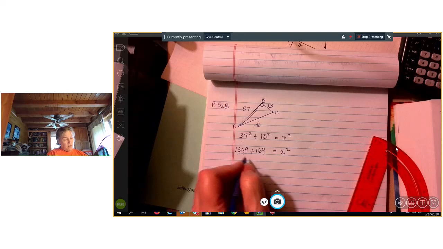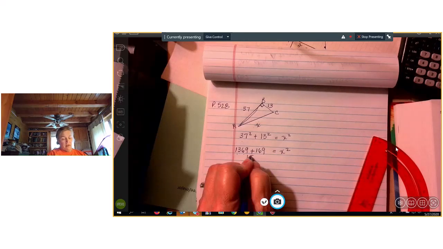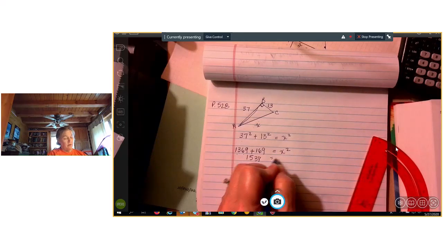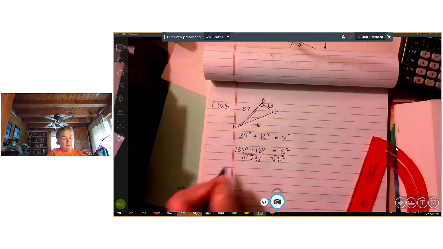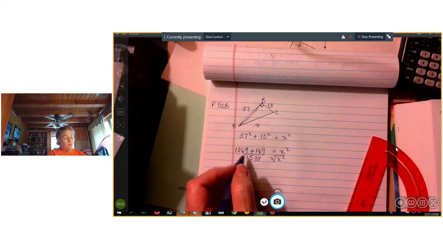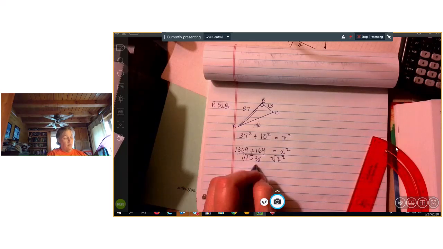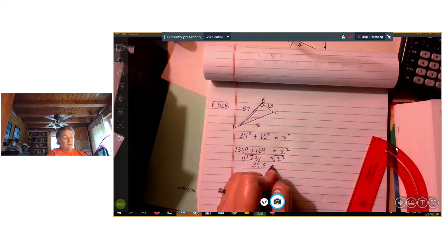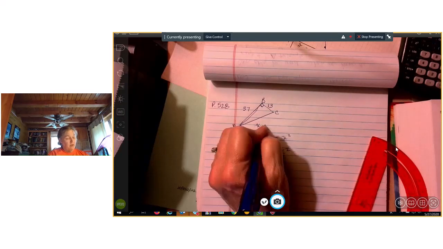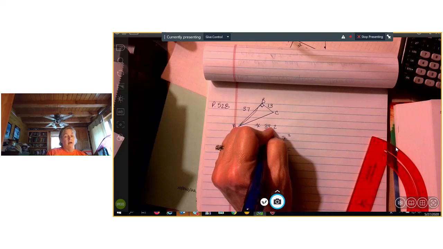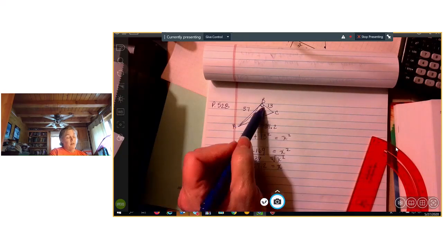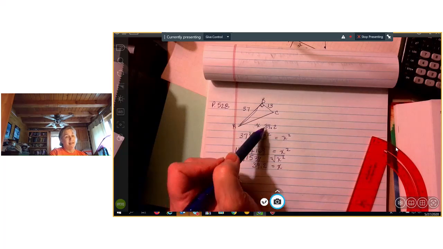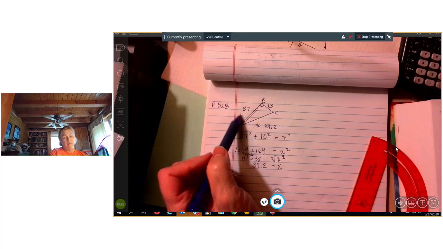Now when you add these two together, 1,538 equals X squared. We're taking the square root of both sides. And when we did that and then rounded it, it was 39.2 equals X. So this length is 39.2. Now, another thing to remember is that when you have a right angle and you're using the Pythagorean theorem, side C is going to be longer than A or B.